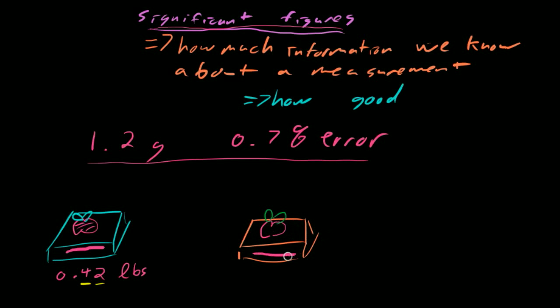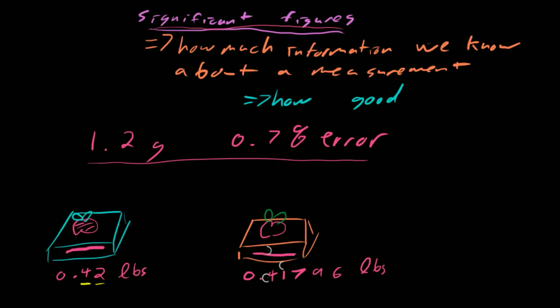And again, the scale's got a digital readout. And it tells me that this apple weighed 0.417612. Actually, no, that's too much. Probably, let's say it's 0.41796 pounds. So now, this measurement tells me much more information.